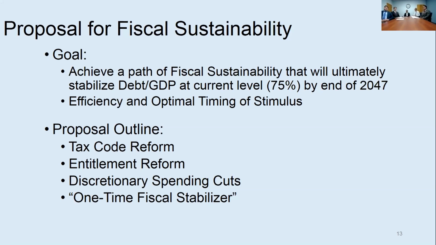Now we are going to move on to our proposal. To achieve our goal of a 75% debt to GDP level, we focus on efficiency and optimal timing. We first deal with revenues through tax code reform and entitlement reform, then deal with outlays through discretionary spending cuts and a one-time novel fiscal stabilizer.